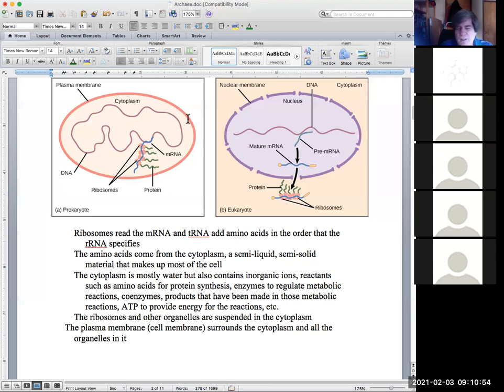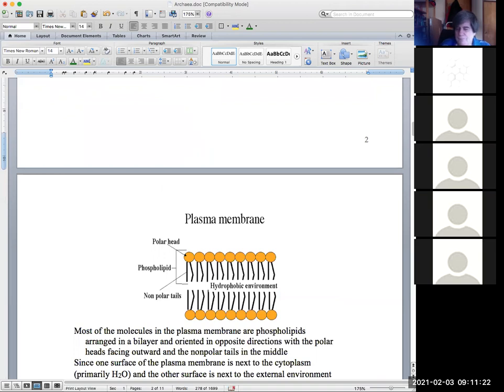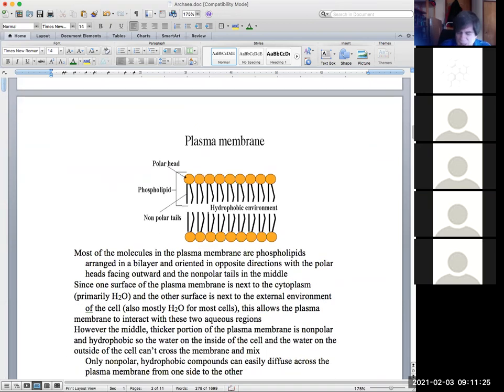Okay, the next thing we want to think about is this little peach colored line, the plasma membrane, sometimes also called the cell membrane. This surrounds the cytoplasm and all the organelles that are in the cytoplasm. And the plasma membrane is crucial. If the plasma membrane is punctured, cytoplasm and organelles start leaking out and the cell dies. So remember, when we think about our plasma membrane, it is what's sometimes called a phospholipid bilayer.